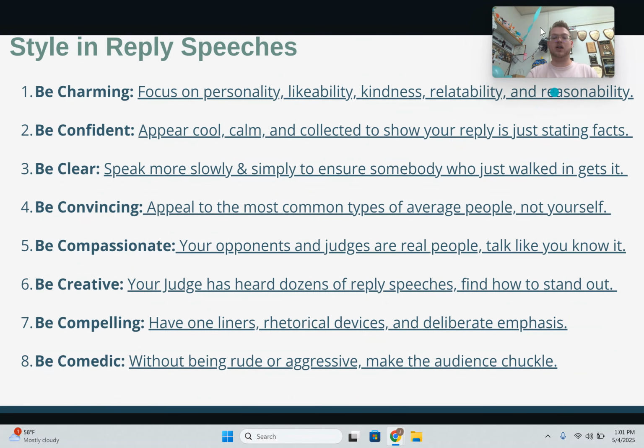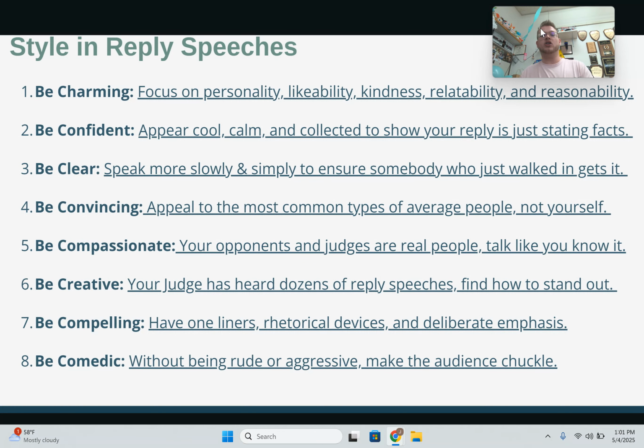So last but not least, let's talk about style in the reply speeches, because that is extremely important. Here are my 8 C's of being a good reply speaker. You need to be charming. Focus on showing your personality, being likable, being kind, being relatable to the judge, and being reasonable. You also need to, 2, be confident. Appear cool, calm, and collected, and show that your reply is just stating the facts as they are. You are describing the debate as it happened.